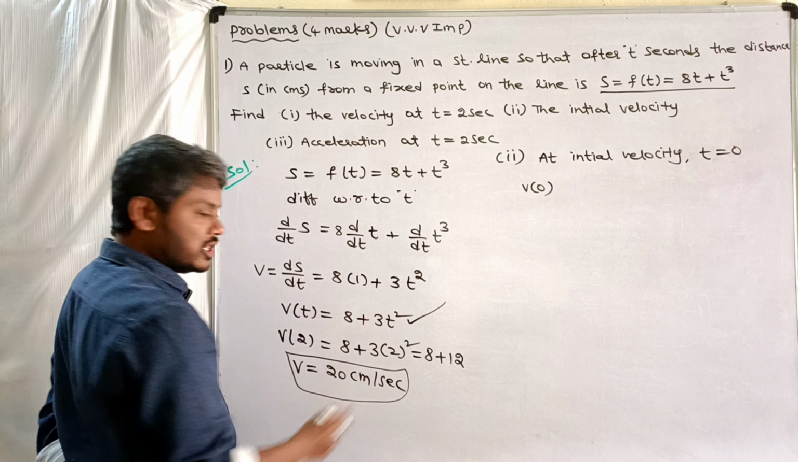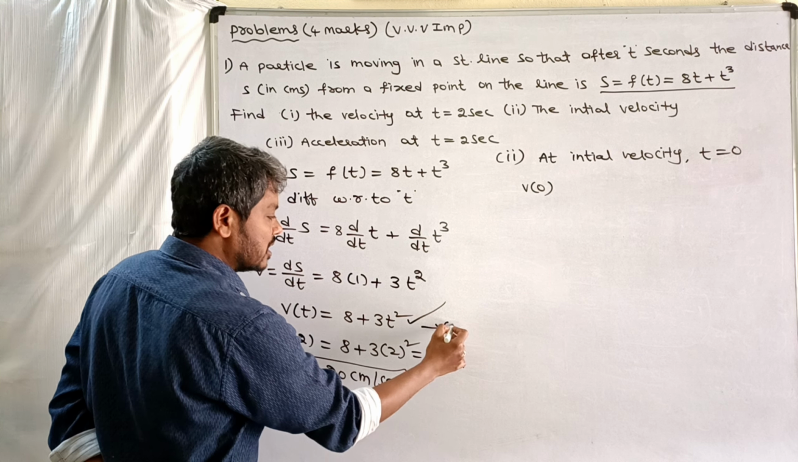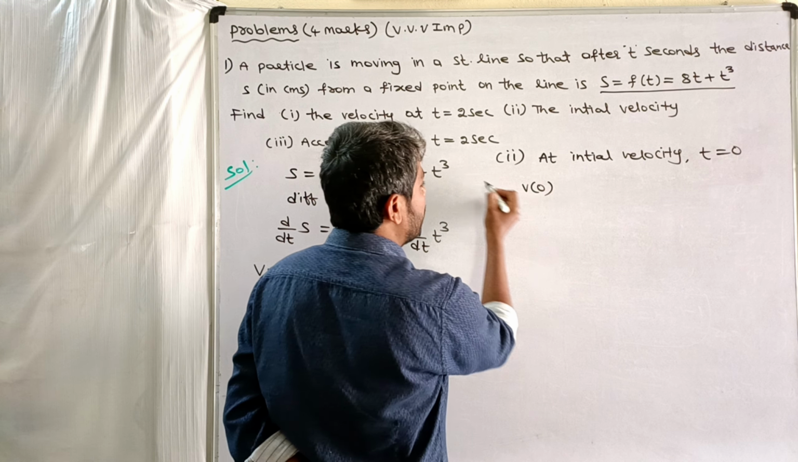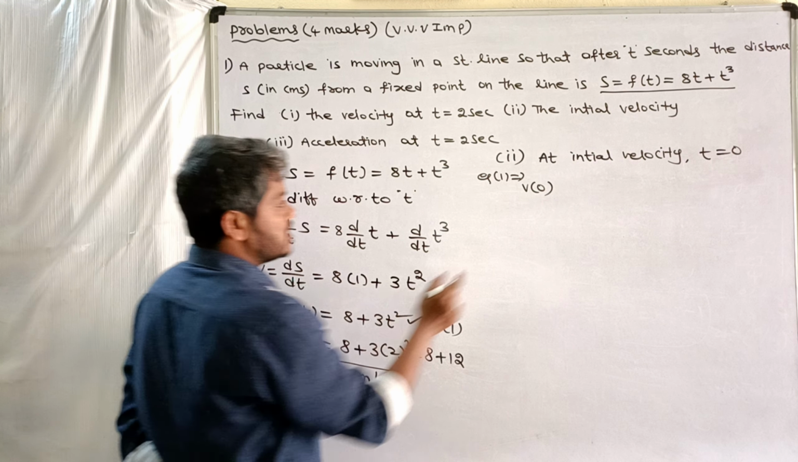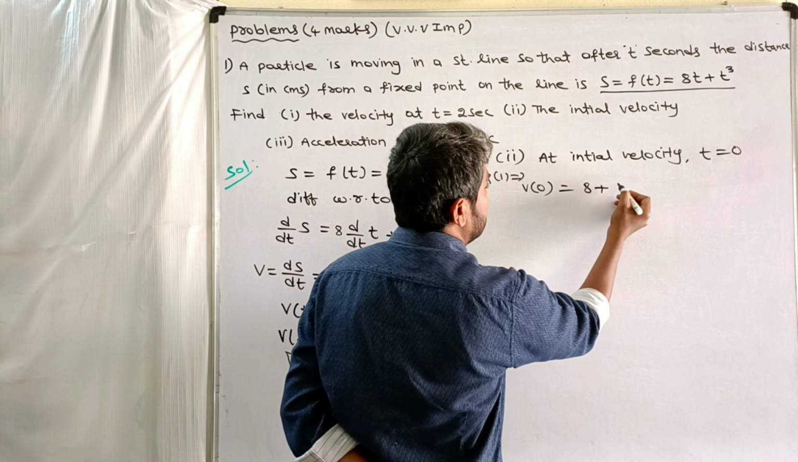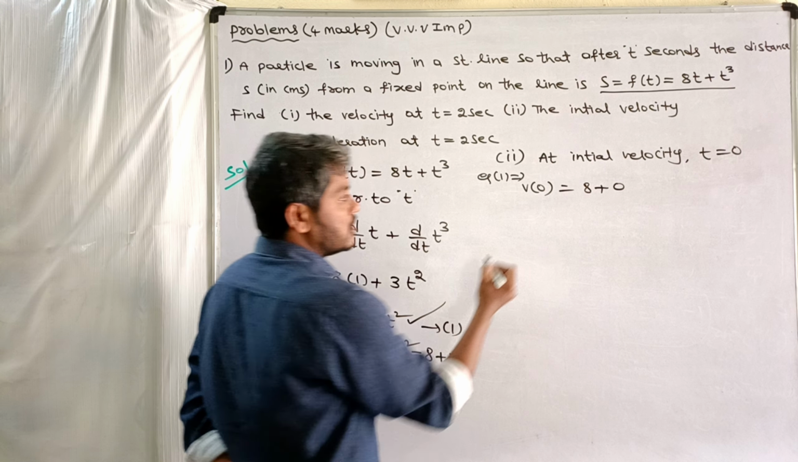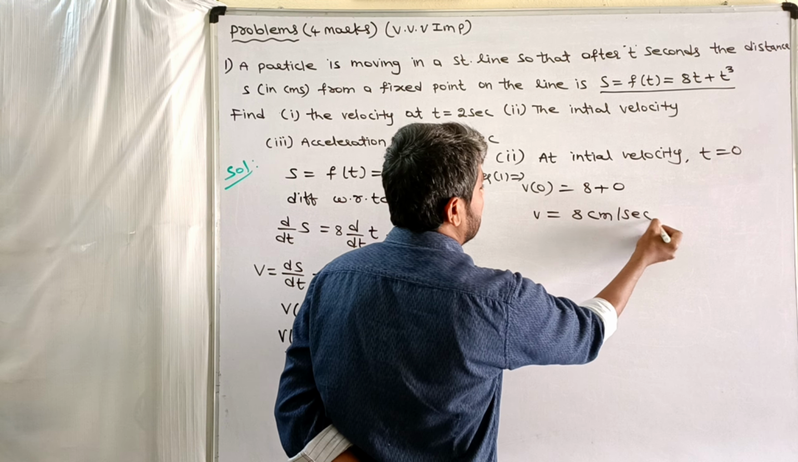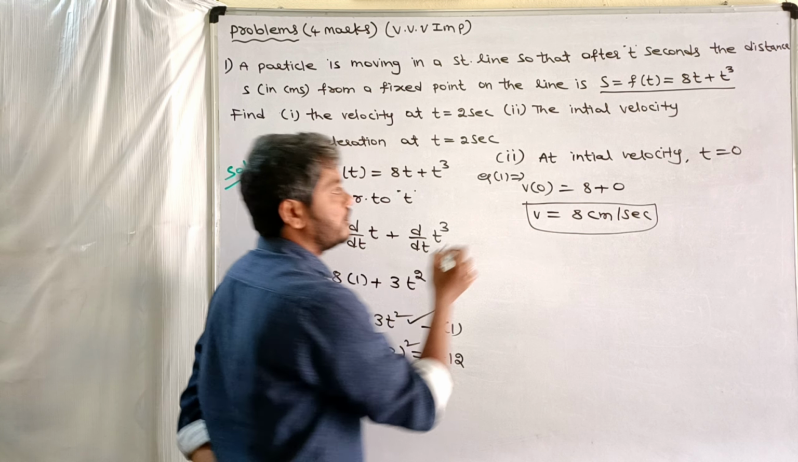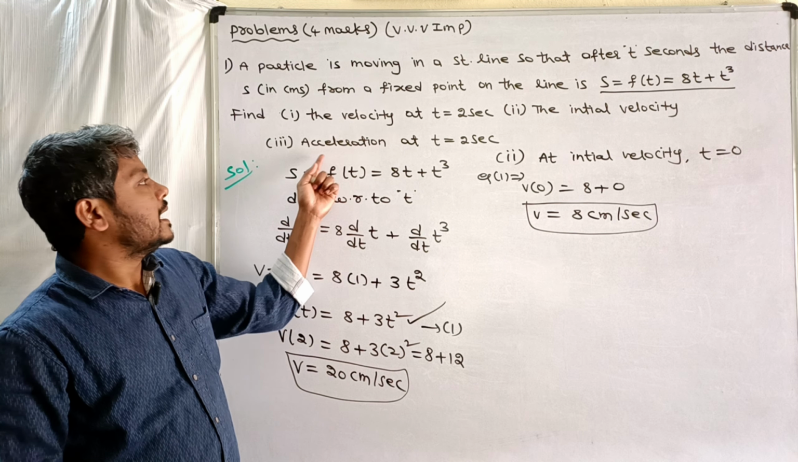Substitute t equal to 0 in this, equation 1. So equation 1 implies v of 0 is 8 plus 3 into 0, which is 0. Now what is the velocity? 8 centimeter per second. Next, what is the third one?